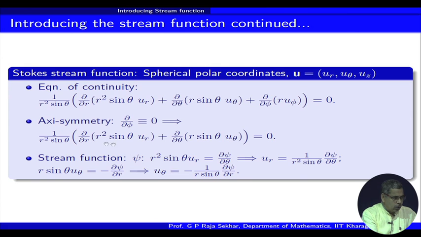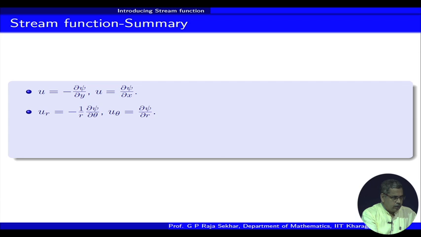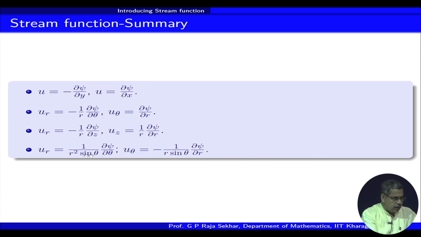So, this whole quantity with the theta derivative and this whole quantity with the r derivative we are introducing. That is what we are doing. You see, this is with the theta derivative and this quantity with the r derivative. Once you introduce this, that will define u_r, and once you introduce this, that will define u_theta. So, this is the corresponding stream function. Okay. So, in summary, in Cartesian, the definition of the stream function is this.